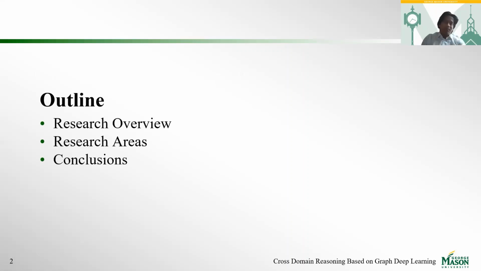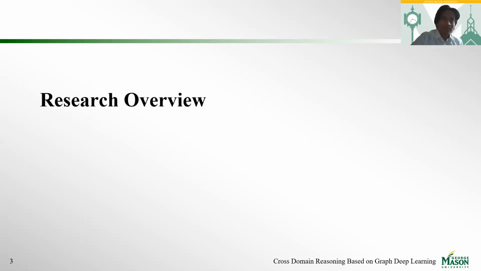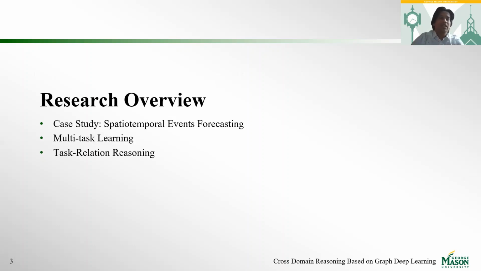There are mainly three parts of this presentation. One is research overview, and then there are research areas and conclusions. So, research overview. I will start with a case study, and I will use this case study to link all of my research areas. Mainly, I have two research areas here, the branches of my dissertation. You can think of them as multitask learning and task relation reasoning, and how they are all connected with each other.